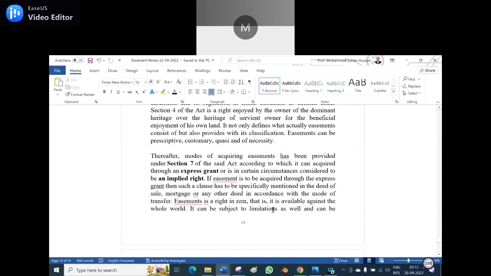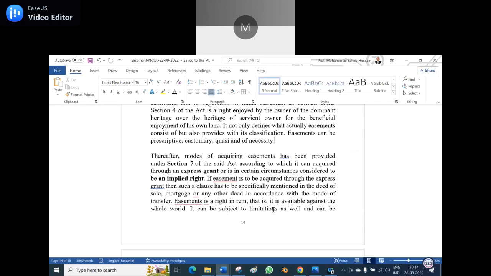The mode of acquiring the easement is given in Section 7 of the Act, according to which it can be acquired through an express grant or implied grant, or in certain circumstances considered to be an implied right, both the express as well as implied right. If easement is to be acquired through an express grant, then such a clause has to be specifically mentioned in the deed of sale. It should be expressly given, and the wording should be there in the agreement or in the deed: the deed of sale, or the mortgage or lease, by way of which the property will be transferred, or any other deed in accordance with the mode of transfer.